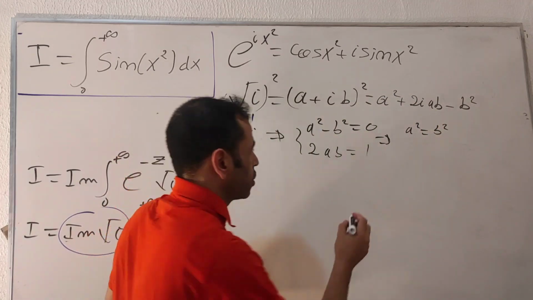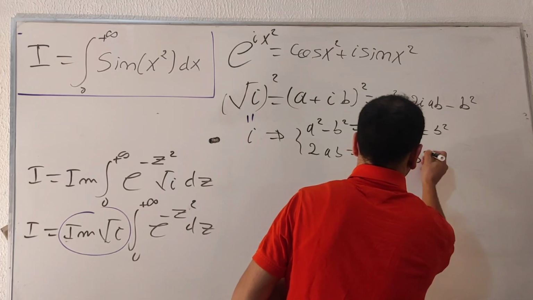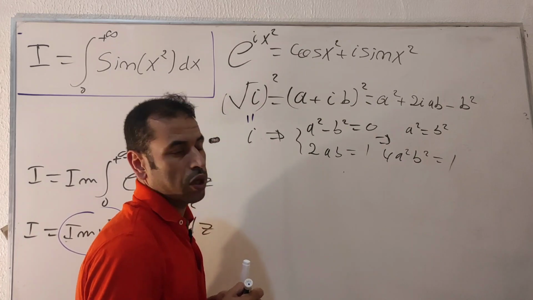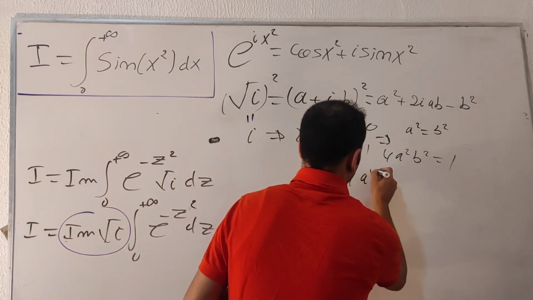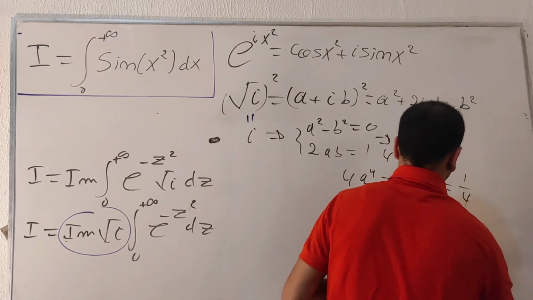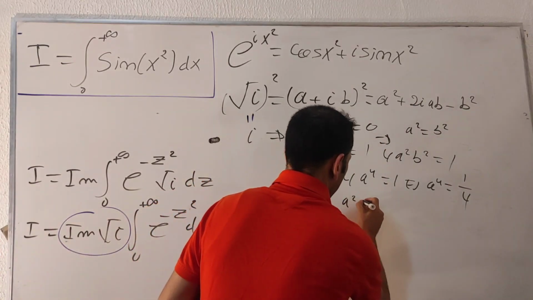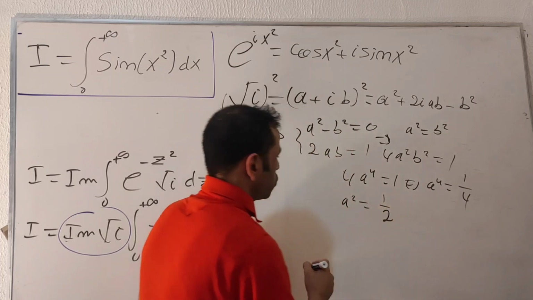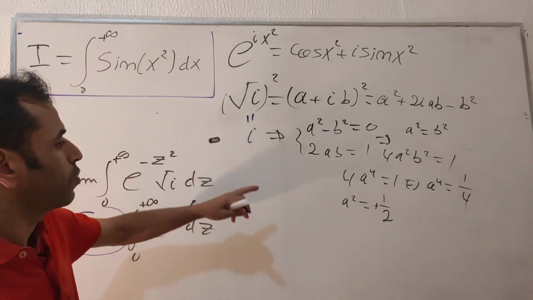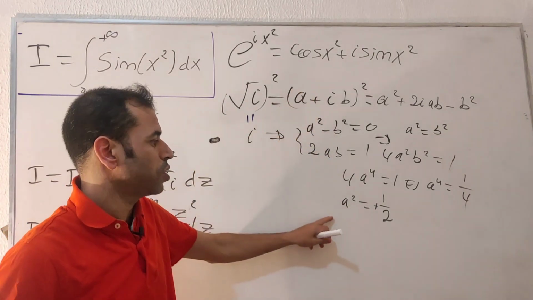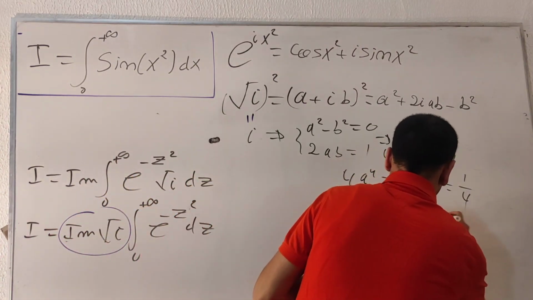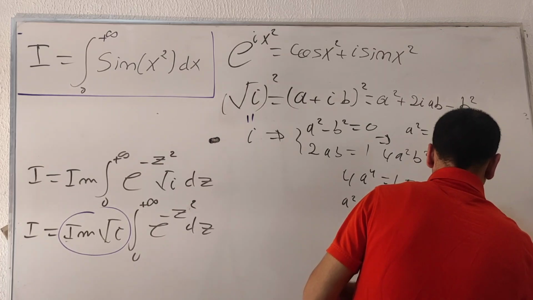Okay, so I get here a squared equals b squared. Squaring both sides of 2ab equals 1, I get 4a squared b squared equals 1. Replacing b squared with a squared, I get 4 a to the fourth equals 1, so a to the fourth equals 1 over 4. Okay, so I get a squared equals 1 over 2. I'm taking only the plus sign because I'm dealing with the positive terms, and I'm going to ignore the negative terms here. So this one is given as a equals square root of 2 over 2.